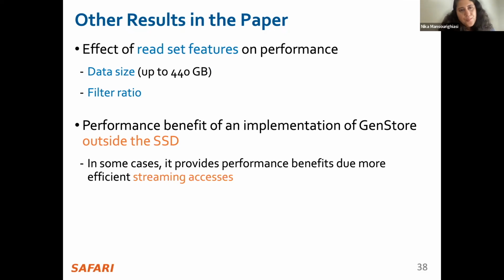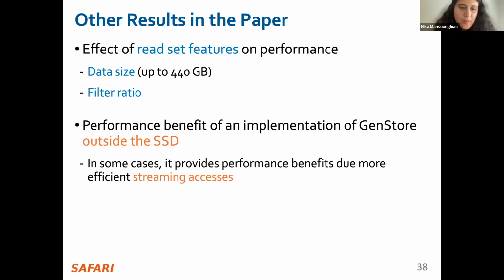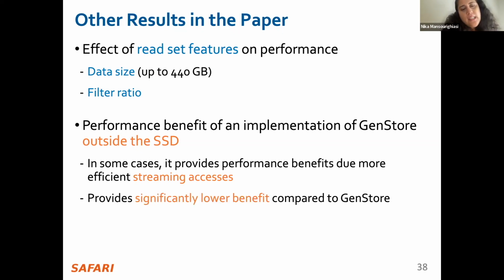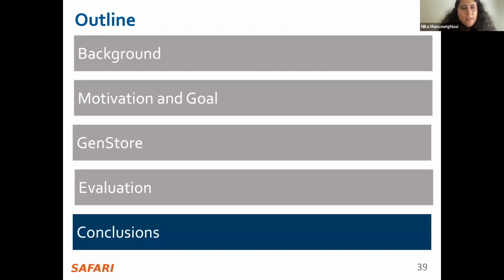In some cases, we observed that it actually provides benefits because of its more efficient streaming accesses. But it significantly provides lower benefit compared to GenStore implementation inside the SSD. And also, we provide more detailed characterization of non-matching reads, basically when they happen and what are the scenarios that they happen and by what degree filtering is possible across different read mapping use cases and also species. So now let me conclude by giving the summary of this talk.